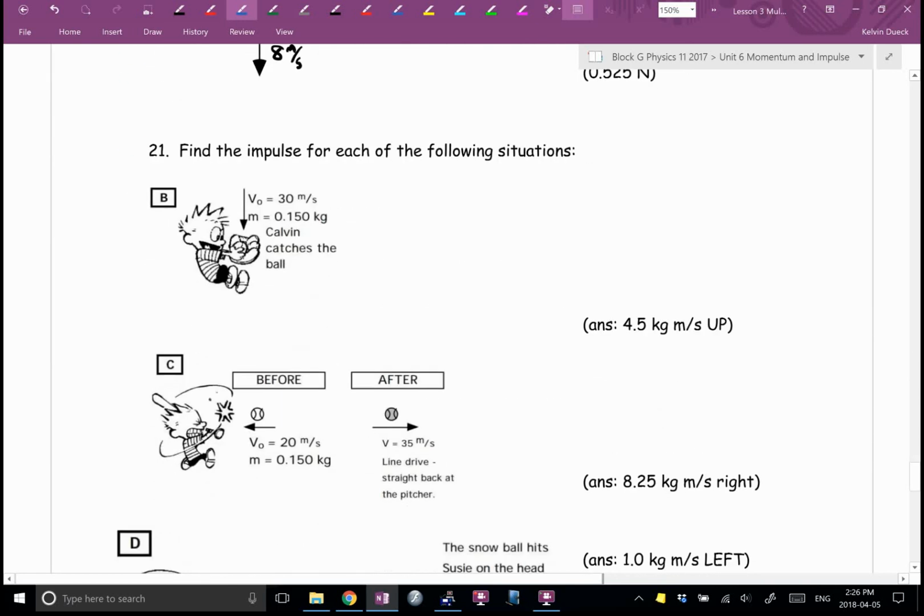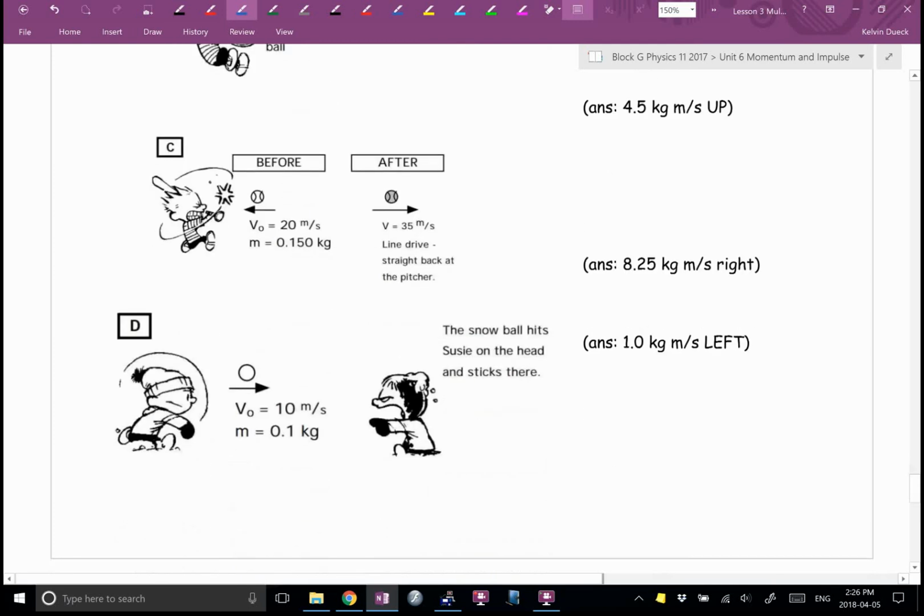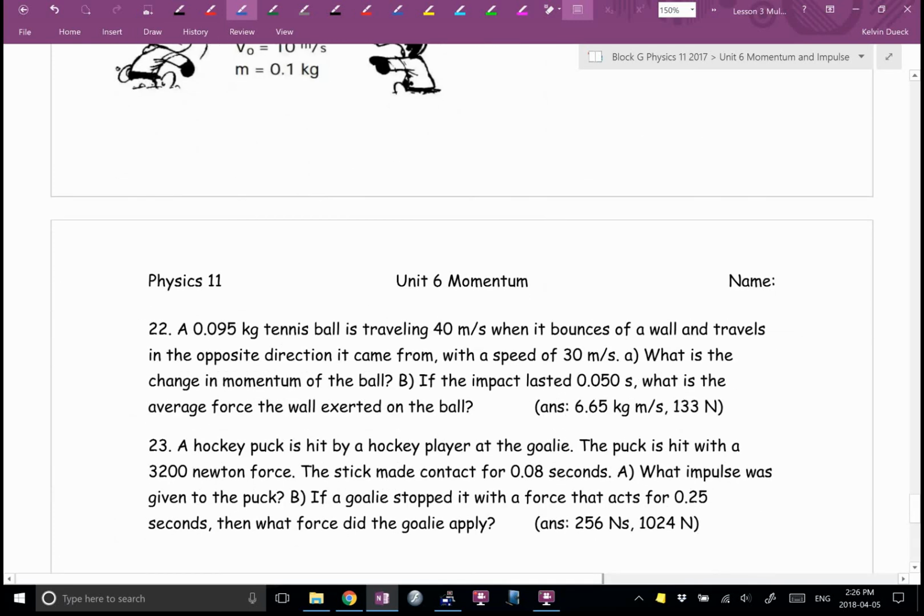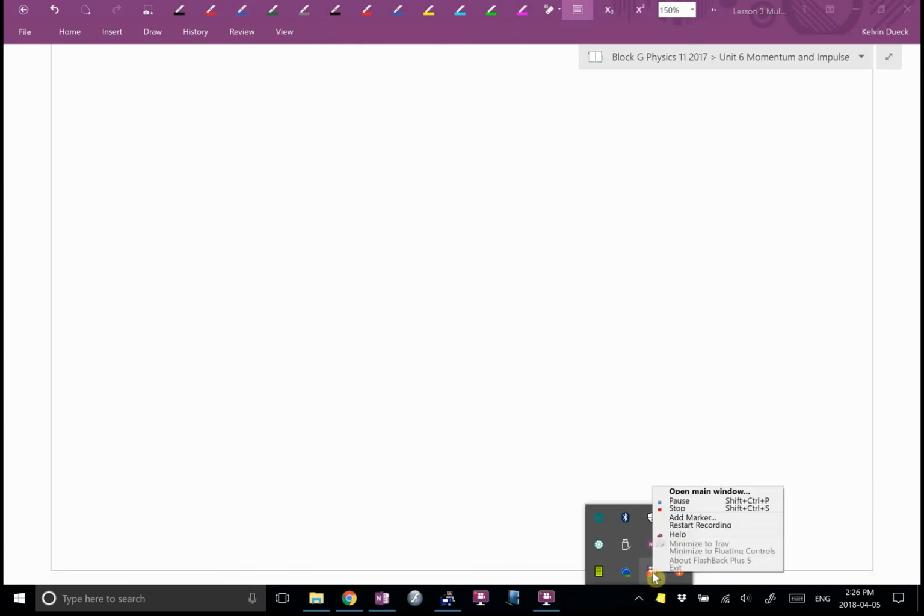Oh, I've given you lots of homework, but it's Calvin and Hobbes. Boy, that's a lot I'm throwing at you here. I'll do 22. I'll skip Calvin and Hobbes, and I'll skip 23. Sorry, I'm throwing a lot at you, but we need to practice this.